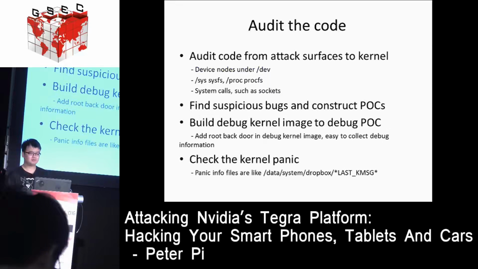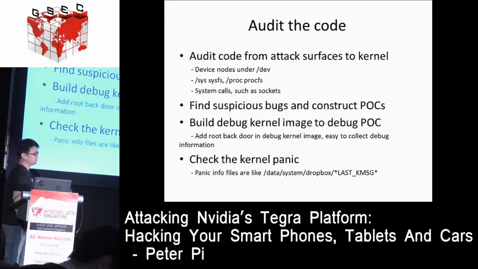Usually, you can audit the code from attack surface to the kernel. There are some typical attack surfaces, such as device nodes, sysfs, procfs, and system calls. When you find suspicious bugs, you can construct a POC and use your own debug kernel image to debug the POC. You can get the kernel panic information in this folder, data/system/dropbox.